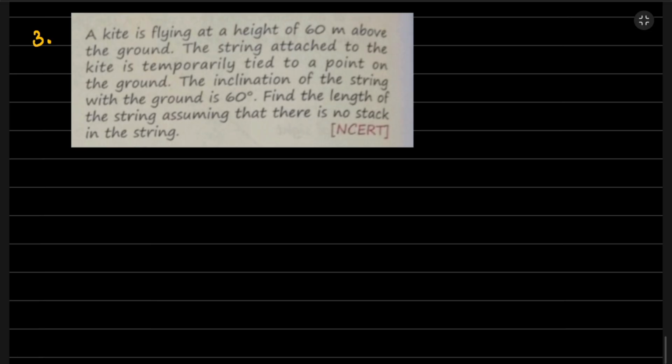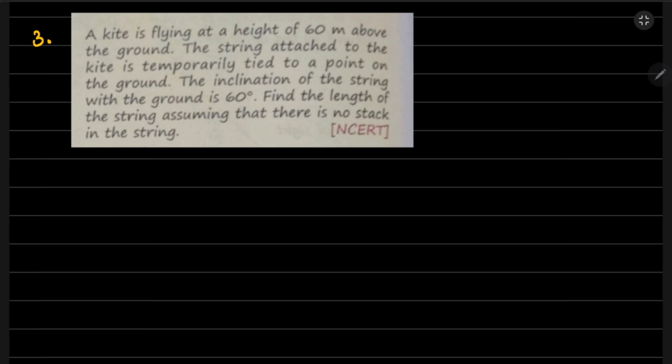A kite is flying at a height of 60 meters above the ground. The string attached to the kite is temporarily tied to a point on the ground. The inclination of the string with the ground is 60 degrees. Find the length of the string, assuming there is no slack in the string.